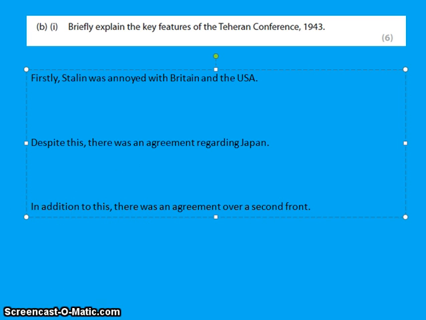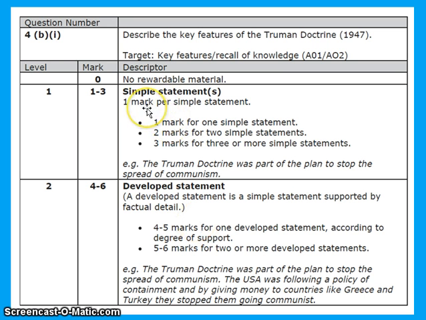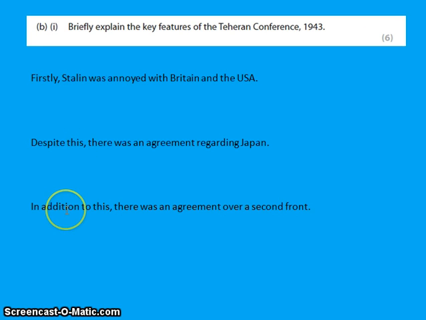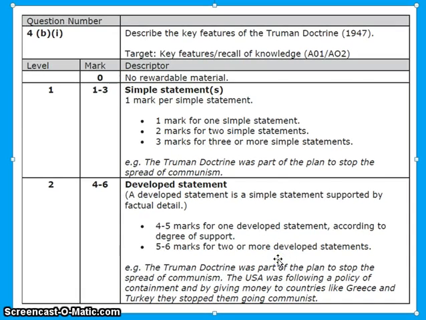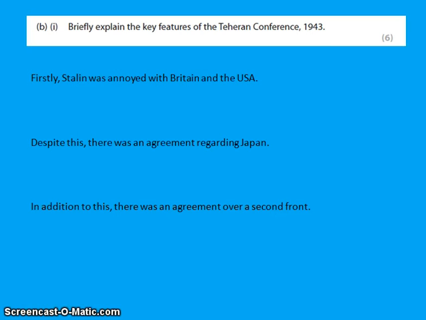Now, if we have a look at the mark scheme, if we are making simple statements, we get 1 mark per statement. So we've made 1, 2, 3 simple statements. And if you have a look there, that would get us 3 marks. What we want to do is provide some additional information and develop these so that we get 6 out of 6. Okay, so the first thing we're going to do is provide some factual detail to support this point here.